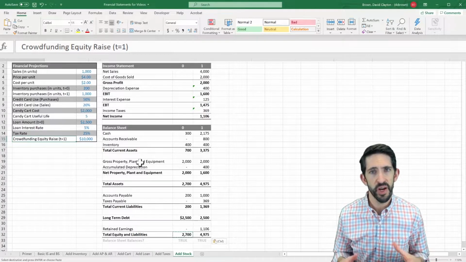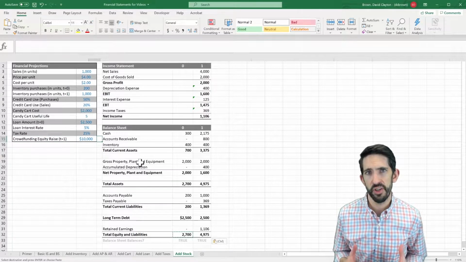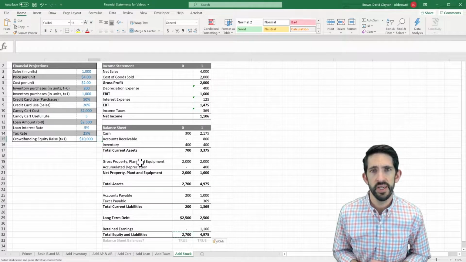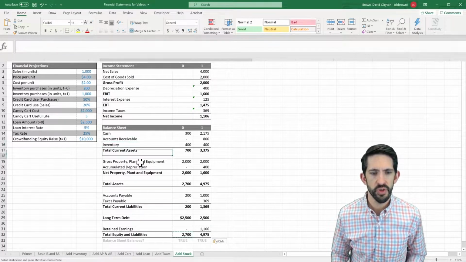All right, so we need to figure out how to account for that on our balance sheet. It's not going to affect the income statement at all because it's raising capital. It's a balance sheet item. We just need to figure out where to put it on our balance sheet. All right, so we have our equity raise.